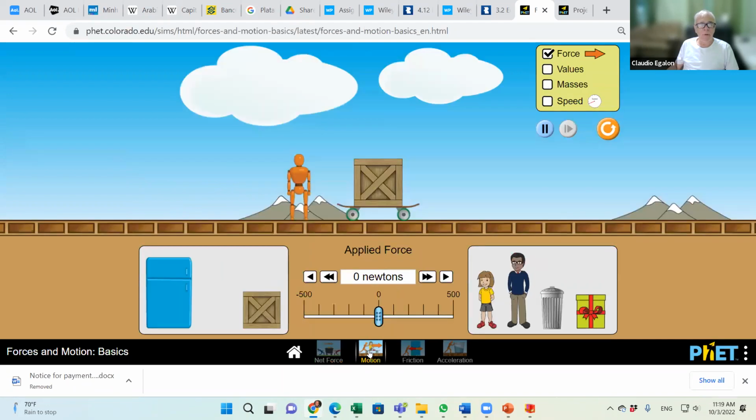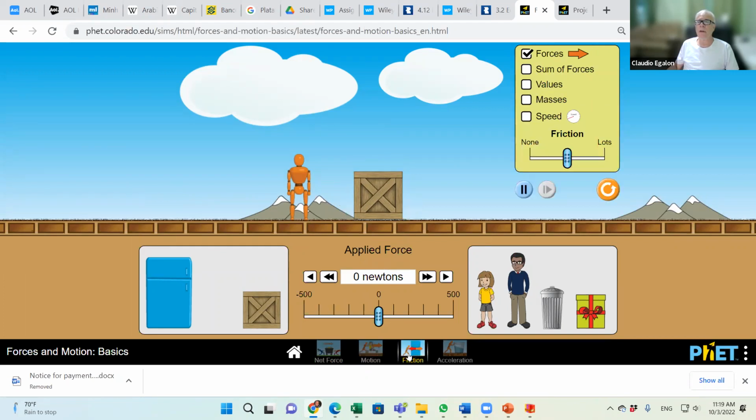So we have this one as well. Let's do friction. Here you go. Force. I'm going to apply some force to this guy. Here you go, 1 Newton. I'm applying 1 Newton of force. And the sum of the forces is 0. Why is that? Because there's some friction there.